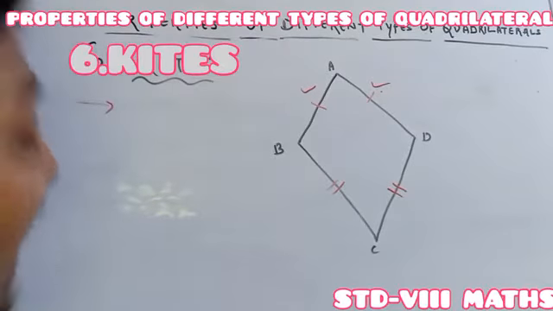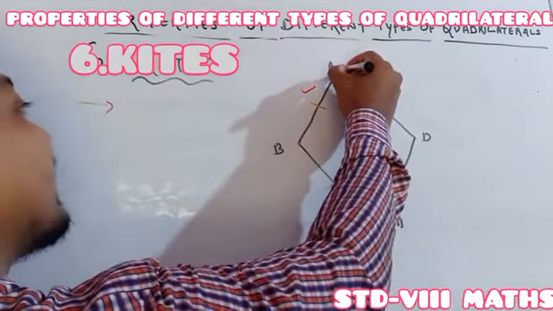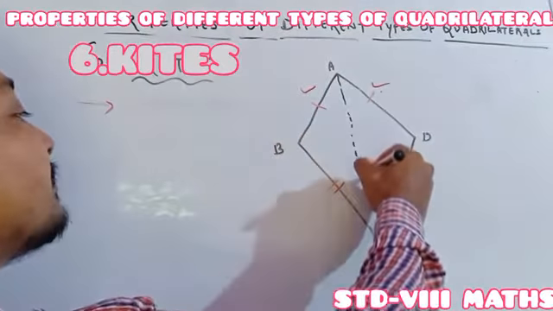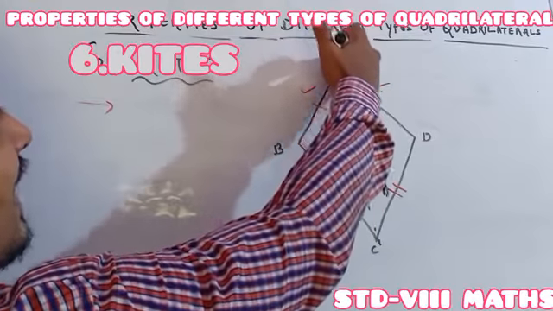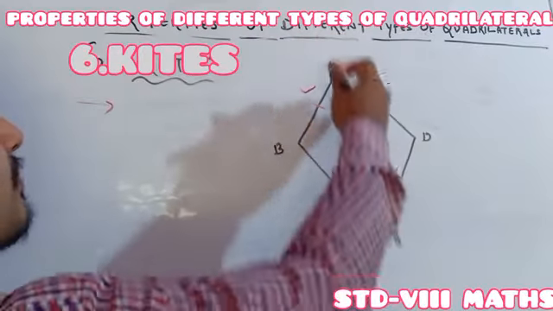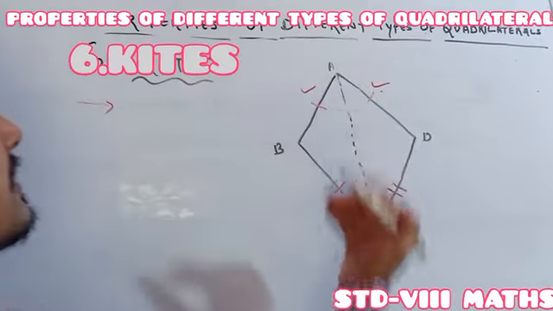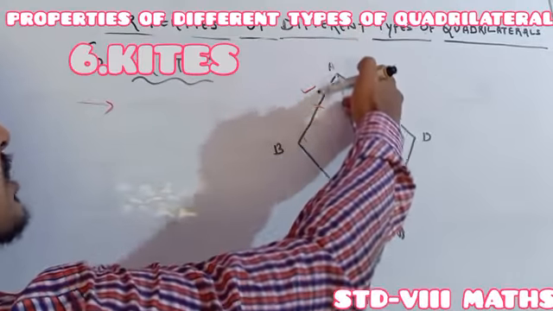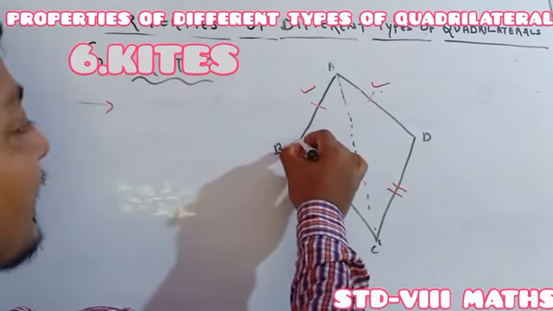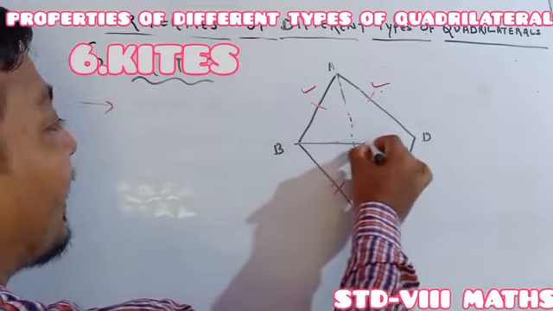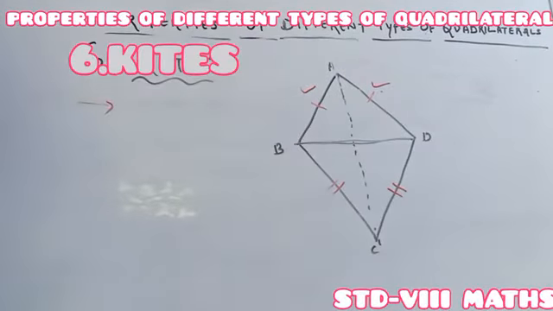Understood? See, another one: this one is our diagonal. This one is the diagonal which lies on the line of symmetry of the kite. Line of symmetry means if I fold this side onto this side, it will cover it. So this one is called the diagonal that lies on the line of symmetry. But this one we cannot call the diagonal that lies on the line of symmetry.